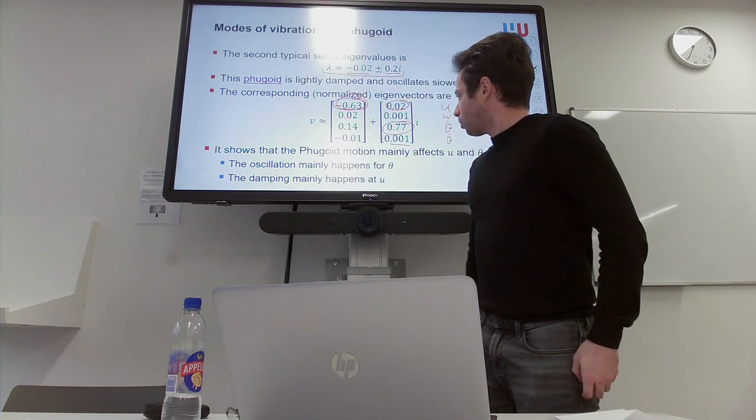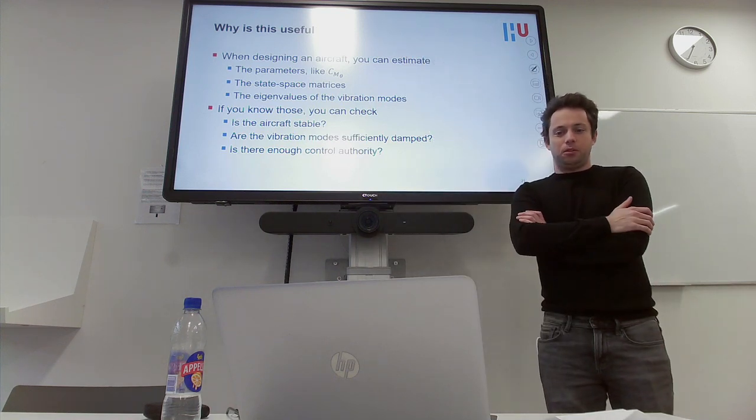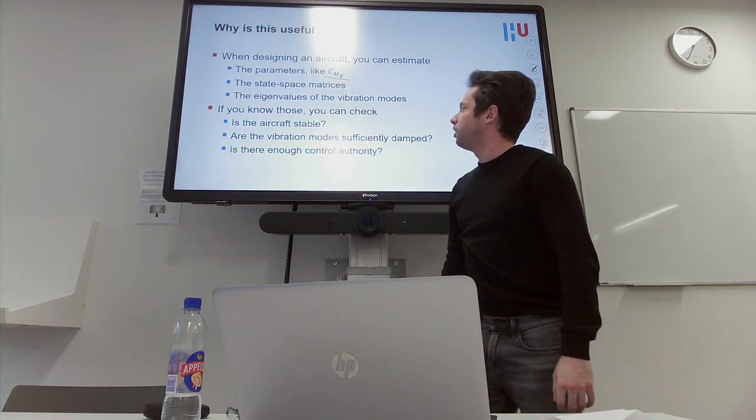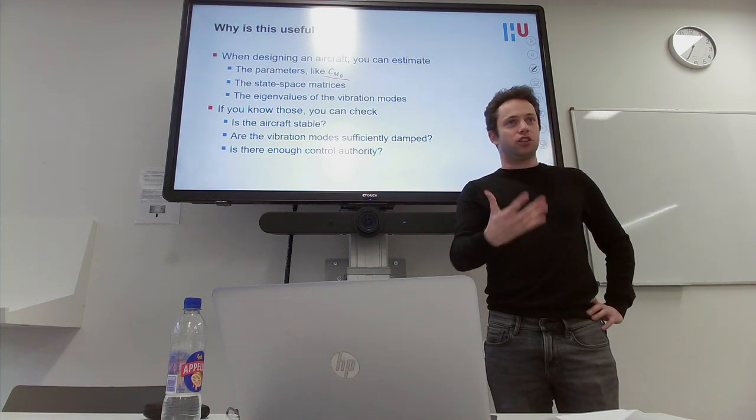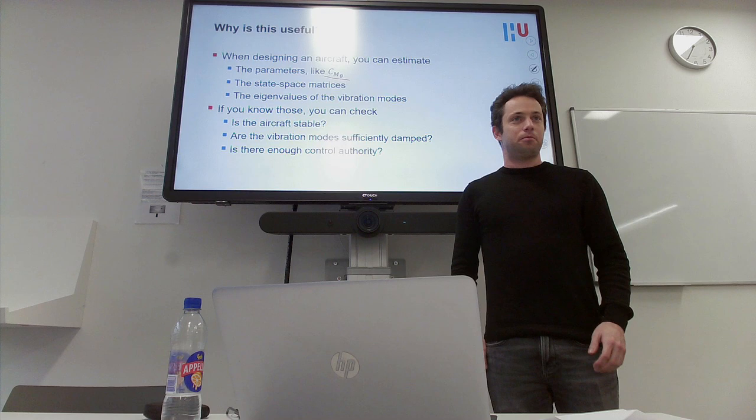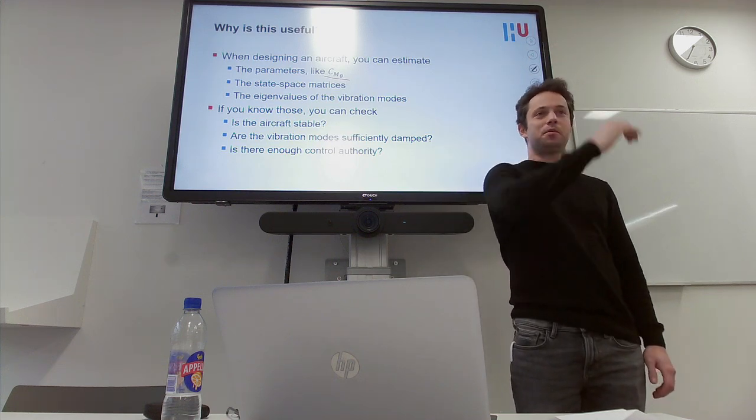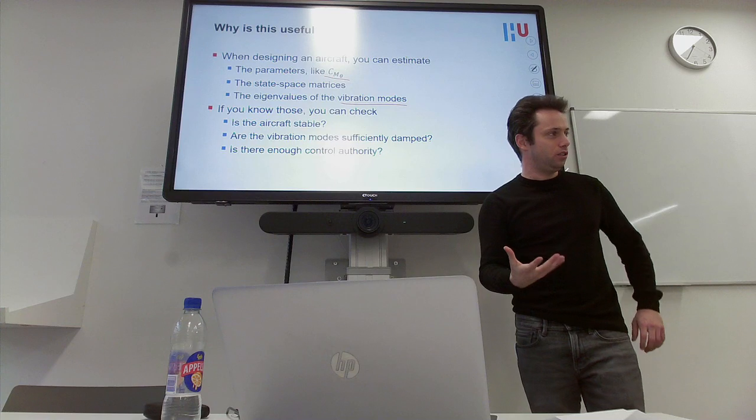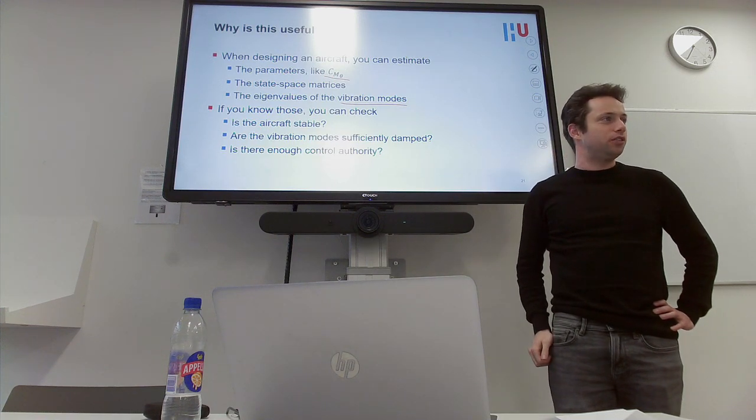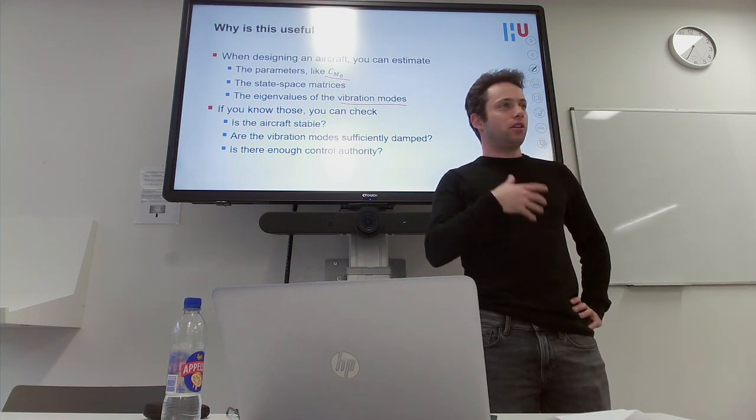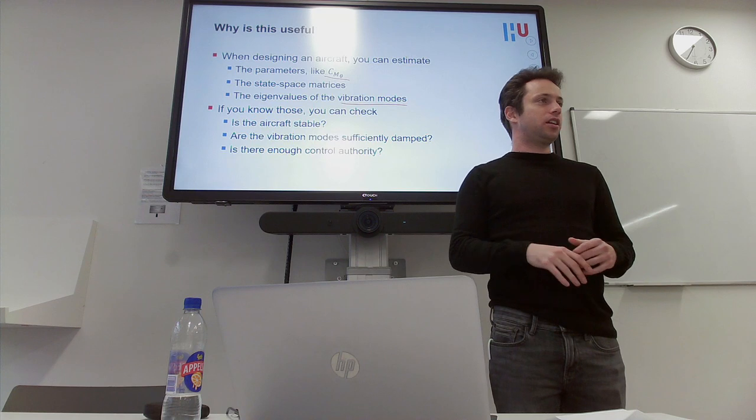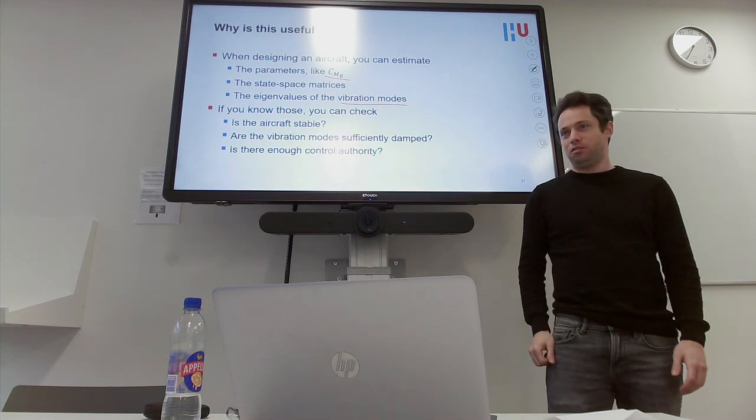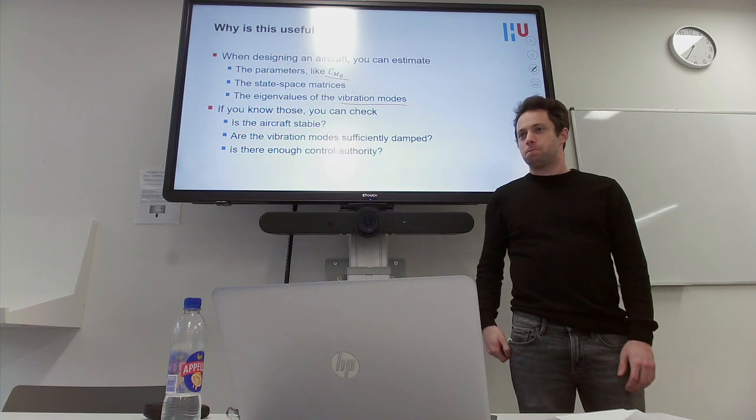Now, this is awesome. But why is this useful? This is useful because when you're designing your new airplane, you can already use some basic physics to calculate these coefficients, set up the state space matrices, and then see what kind of oscillations my system has. Is that what we want? Is my system even stable? Maybe this fugoid increases over time and people get increasingly sick, and that's not what you want. These eigenvalues tell you the vibration modes, which is very useful for the behavior of the airplane. Is it stable? Are they sufficiently damped? And is there enough control authority in the other matrix? Can we use the elevators to fix this? So at a very early stage, you can already make predictions about your airplane, and you don't have to do wind tunnel tests.